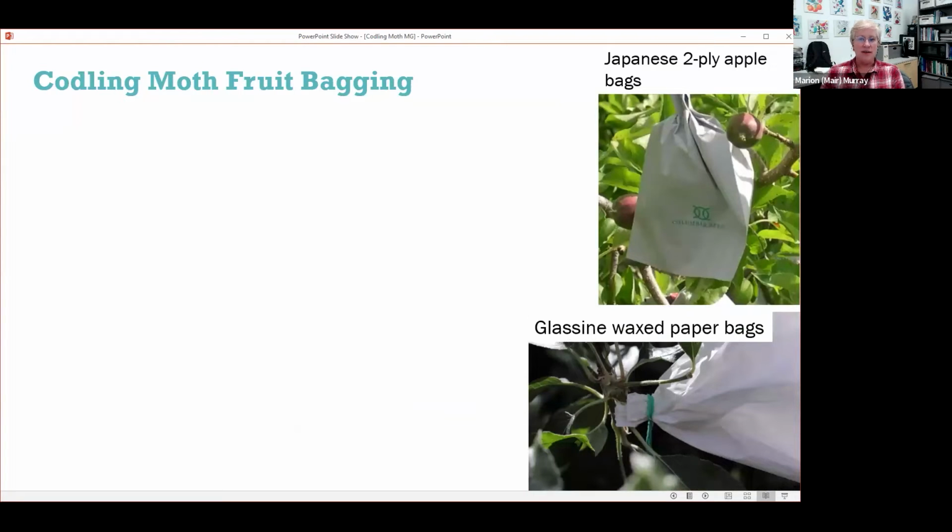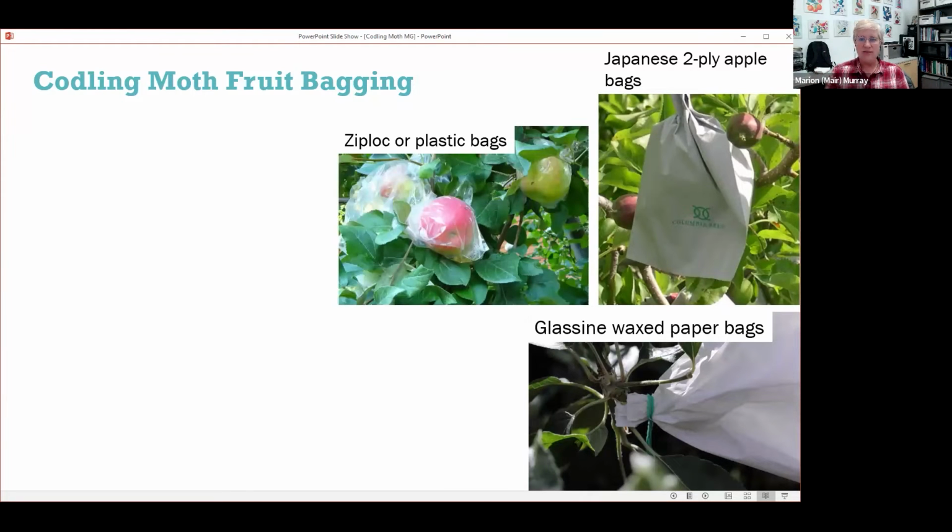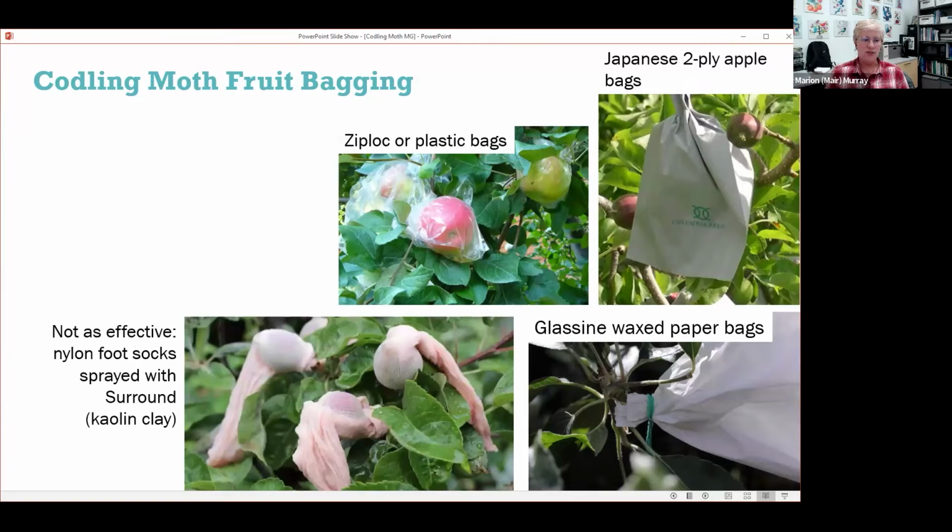All right, so the primo activity for not having any moths or larvae in your fruit is bagging the fruit. And this is going to be your most laborious task, but you won't have any injured fruit. So this is where you would go online and look for different ideas for maybe Japanese 2-ply apple bags. You could go on Amazon and get these glassine waxed paper bags. You can get several hundred in a small packet, and tie it with a twist tie. Some people have actually had success with Ziploc bags as well. So those would all be good options.